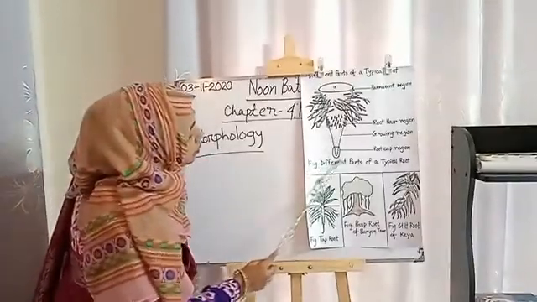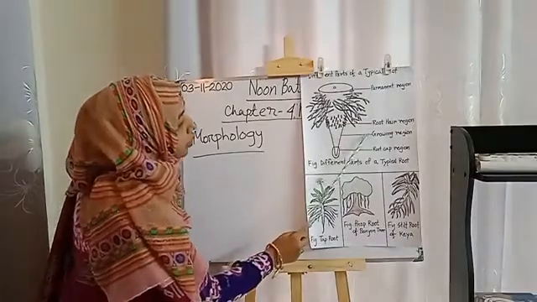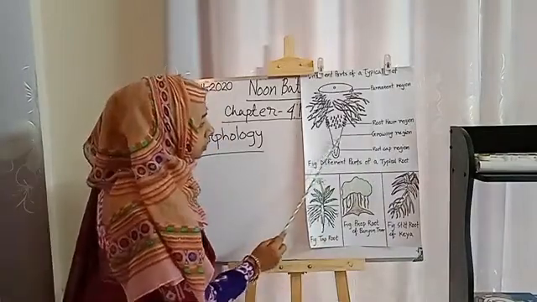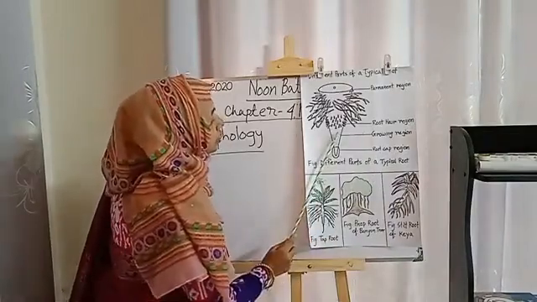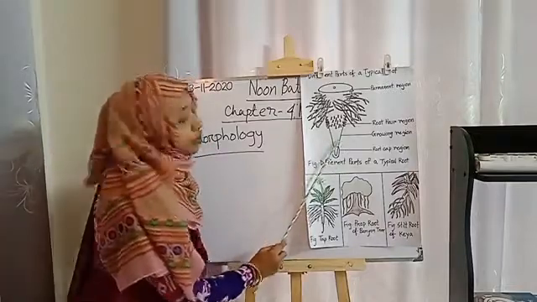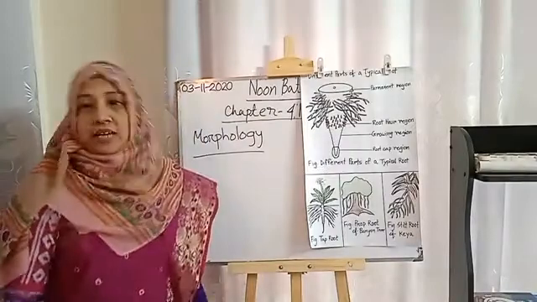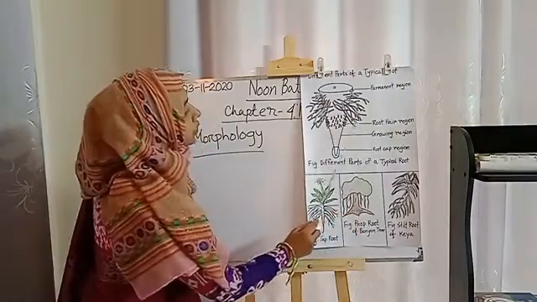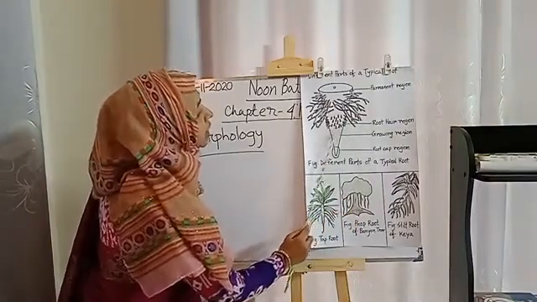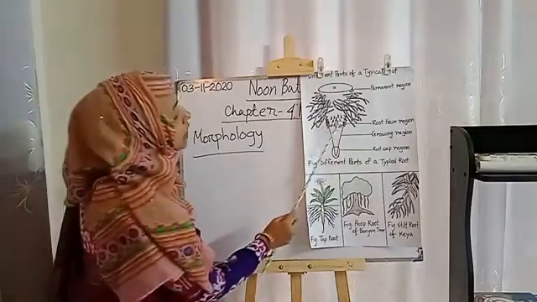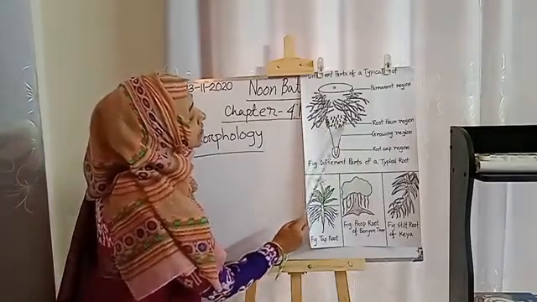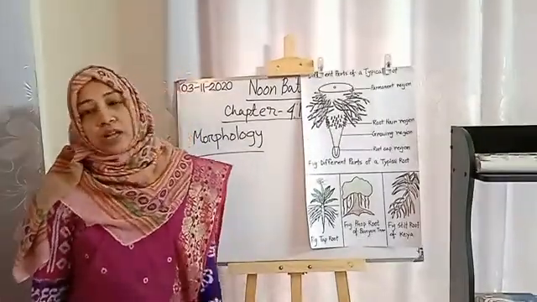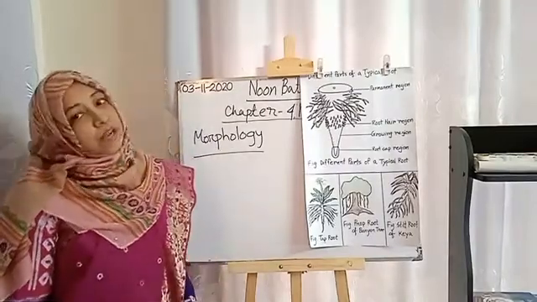And after that, the growing region is located. After the root cap, the growing region is located, and from this region the growth of the root occurs. Next, the root hair region is located, and we can see there are so many hair-like structures, and they absorb water and mineral salts from the soil, which is very necessary for the plant.